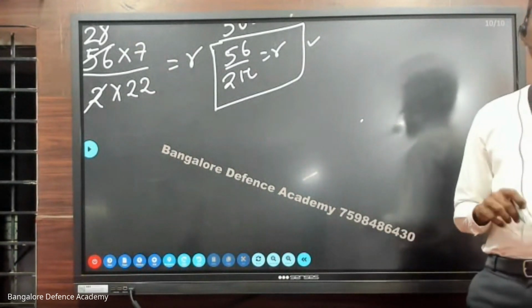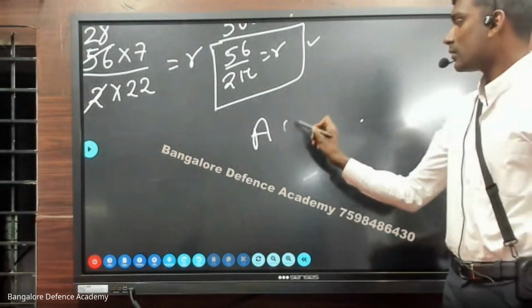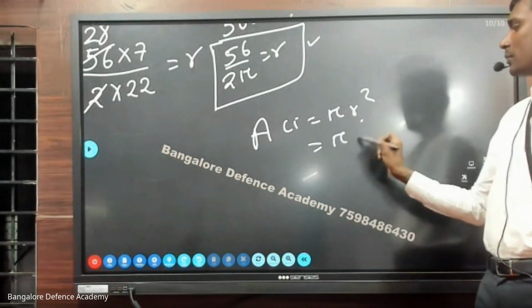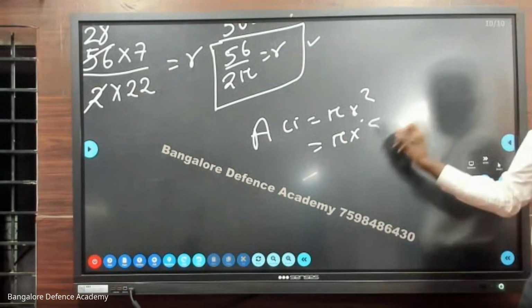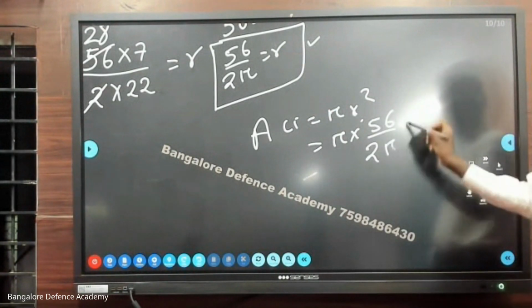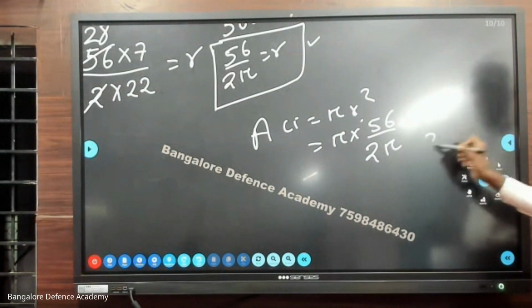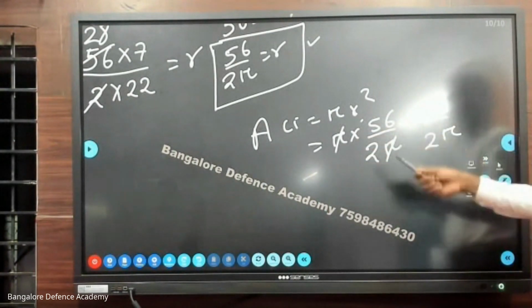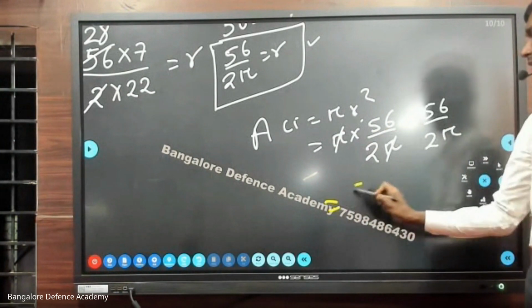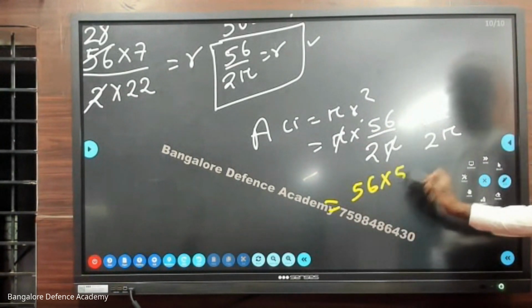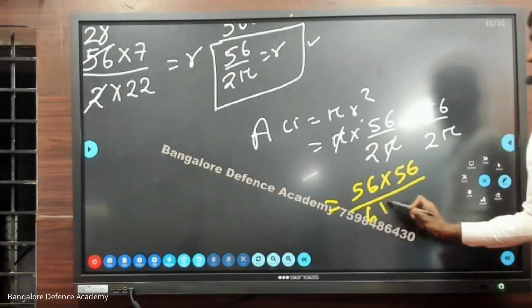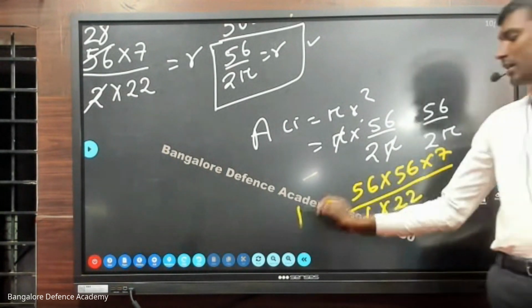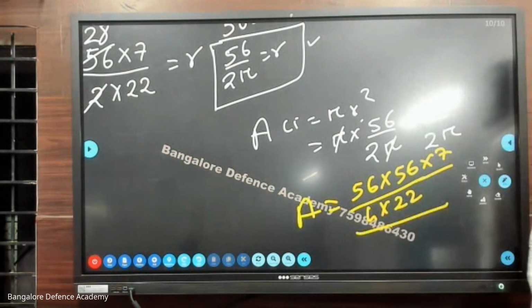Area of what? Circle. What is the area of circle formula? Pi r square. What is pi? Write down pi as it is. Radius, how much is it? 56 by 2 pi into 56 by 2 pi. Now can I cancel pi and pi? Okay. Now this will be 56 into 56 into 7 divided by 4 into 22. Okay. This will be the area of the circle. Start finding this, you get the answer.